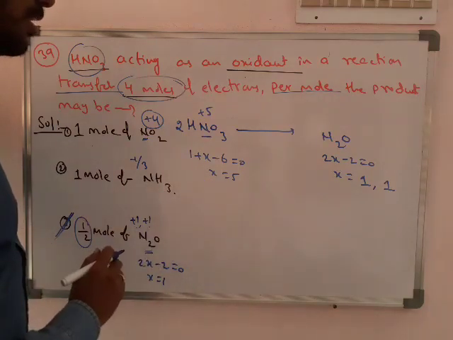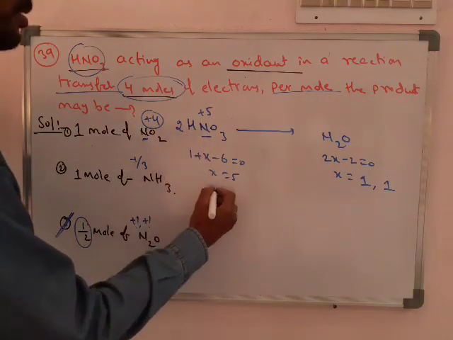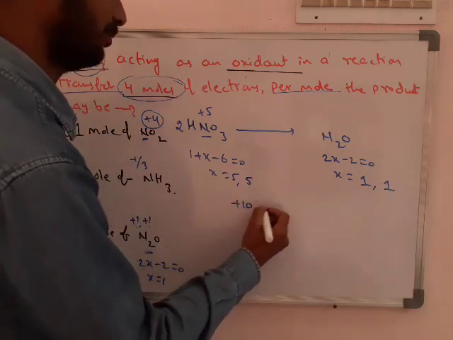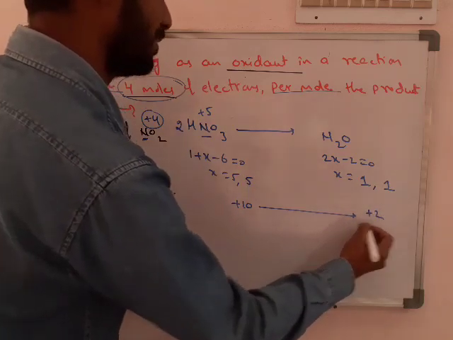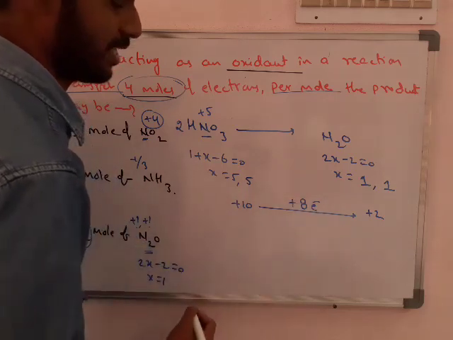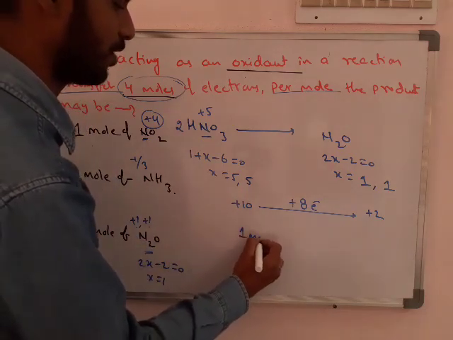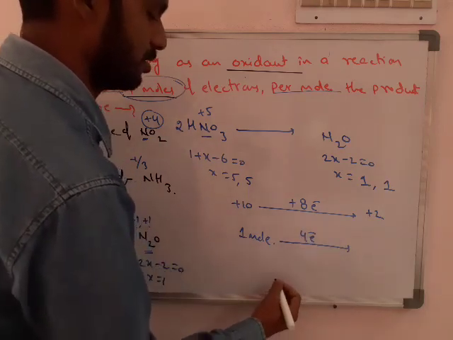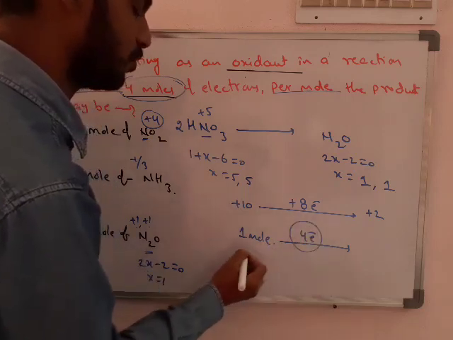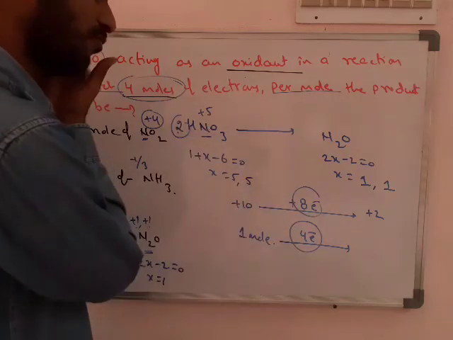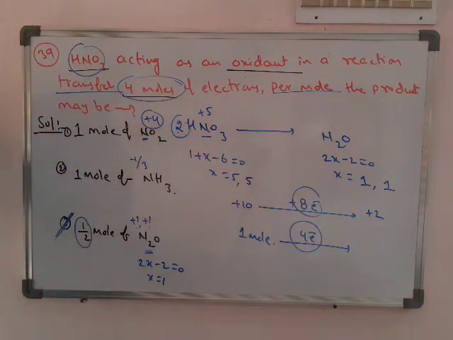So what is the oxidation number? This is plus 5 comma plus 5, which becomes plus 1 comma plus 1, means the plus 10 becomes plus 2. What is the change? That is a gaining of 8 electrons. So we have to calculate it for 1 mole. So for 1 mole obviously we will get 4 electrons. Okay, for 1 mole we will get 4 electrons, because we calculated for 2 moles. For 2 moles we got 8 electrons. For 1 mole we will get just 4 electrons. We have to know that only.